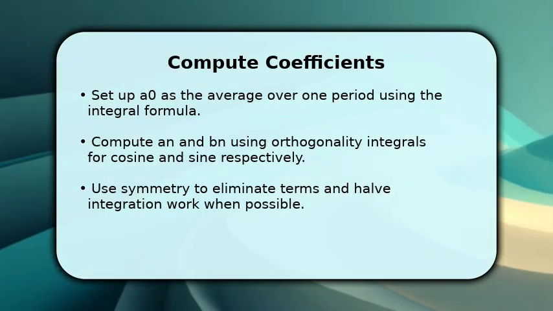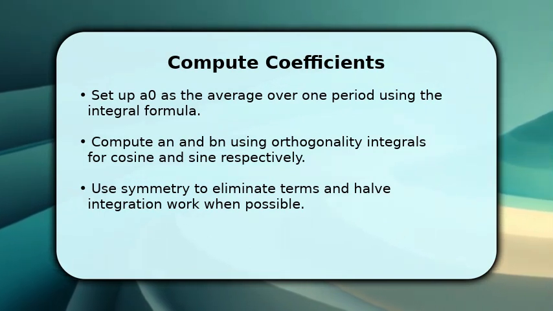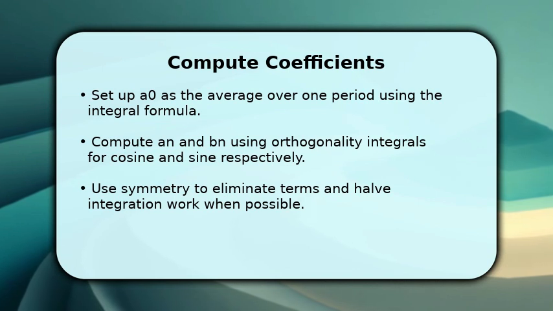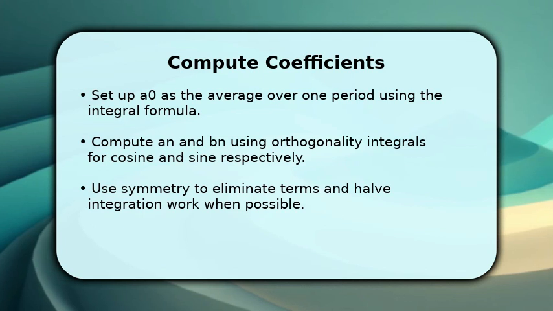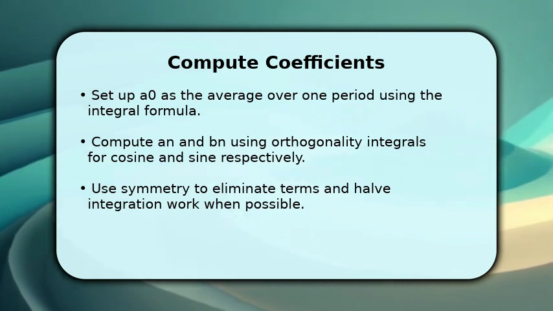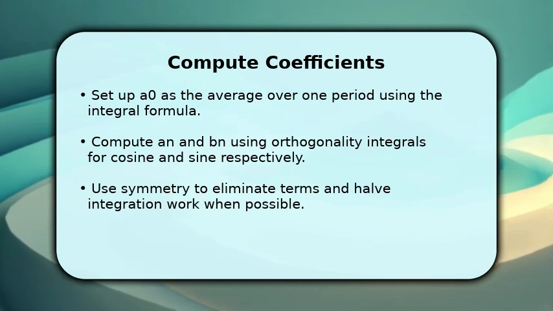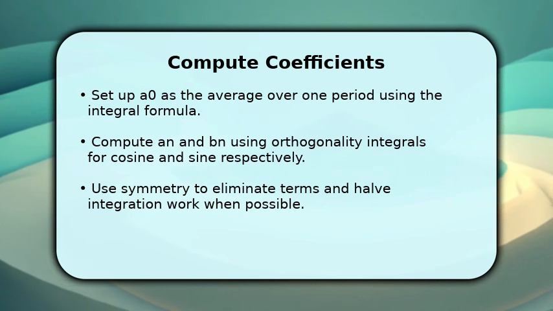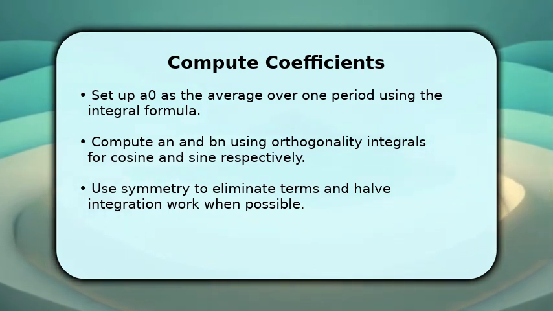Begin by writing a0 as the average of the function over the period using the integral formula. Then compute an and bn using orthogonality integrals for cosine and sine, integrating over one full period. Apply even or odd symmetry to drop unnecessary terms and reduce computations. Simplify integrals stepwise and check algebra carefully to avoid sign errors before assembling the final series expression for summation.